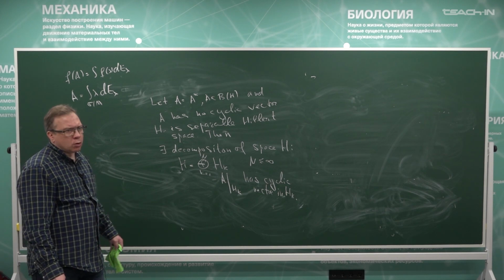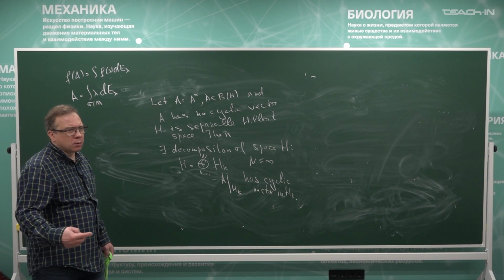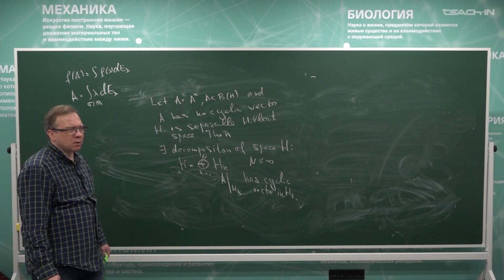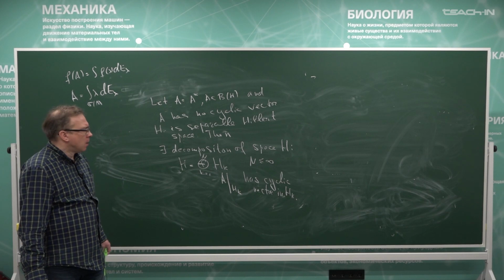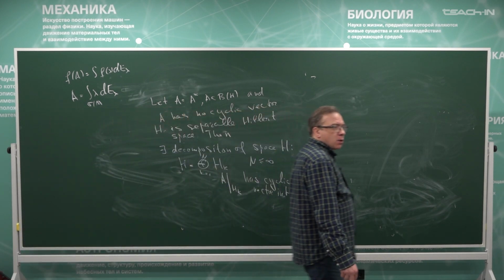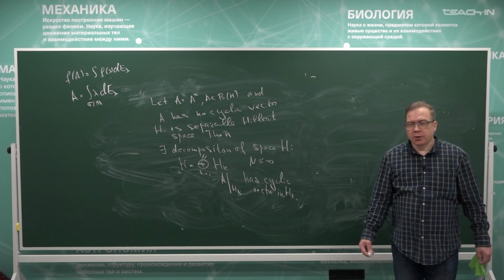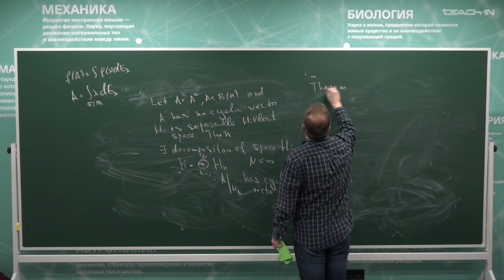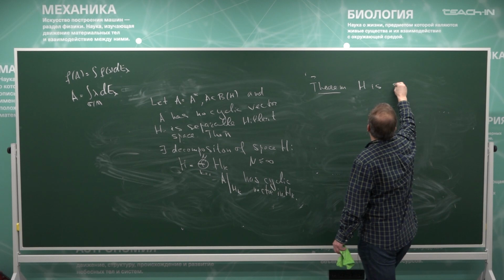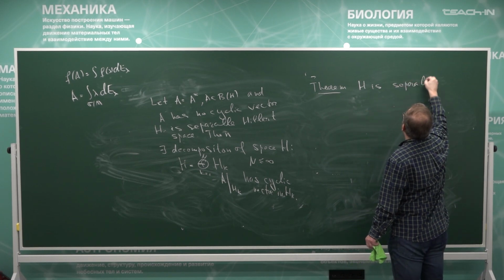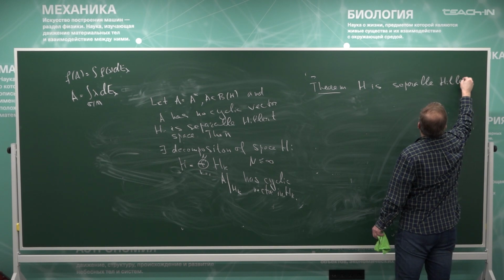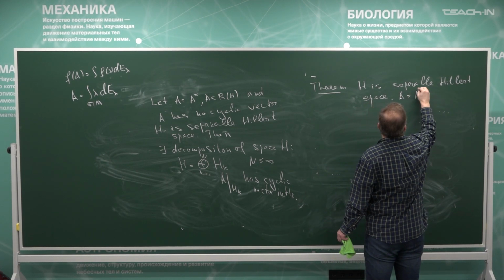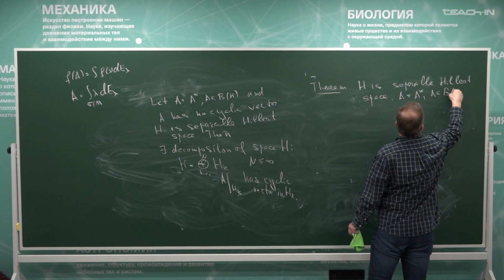The idea of the proof is Zorn's lemma on the existence of a largest element in an ordered system. And if you know this fact, then you can obtain the following theorem. Let H be a separable Hilbert space, and A a self-adjoint and bounded operator in this space.